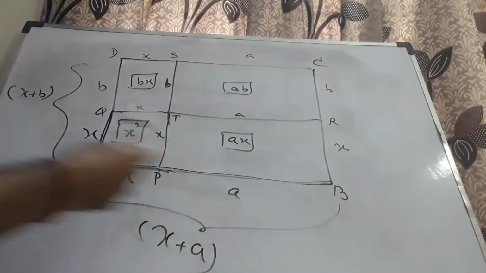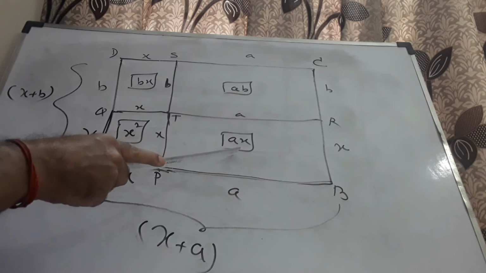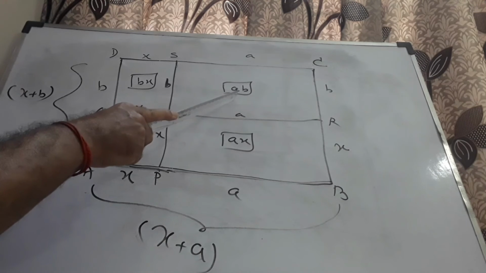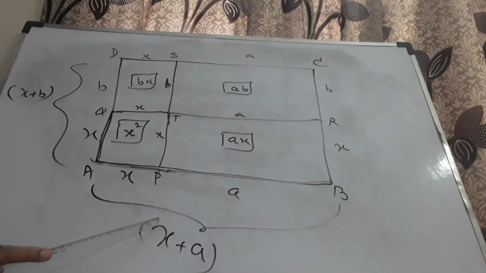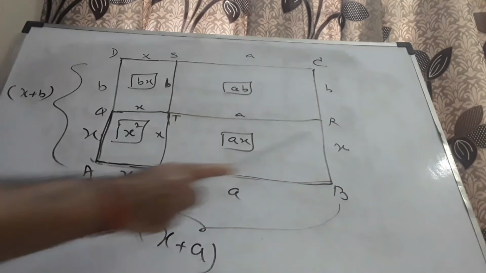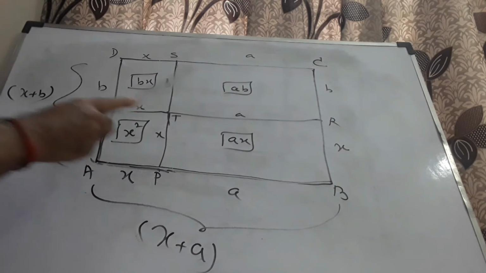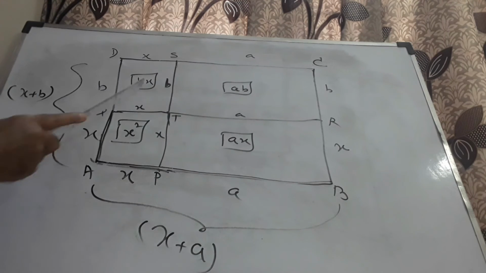Now the whole area is written as area of this square, which is x², plus area of this rectangle, which is ax, plus area of this rectangle, which is ab, plus area of this rectangle, which is bx. Now (x + a)(x + b) is my LHS. It can also be written as x² + ax + ab + bx. I'll group x² + ax + bx + ab. ax + bx can be written as (a + b)x + ab.